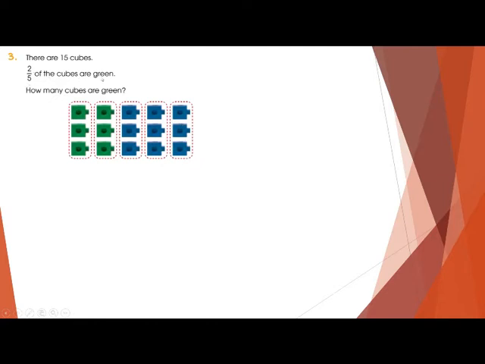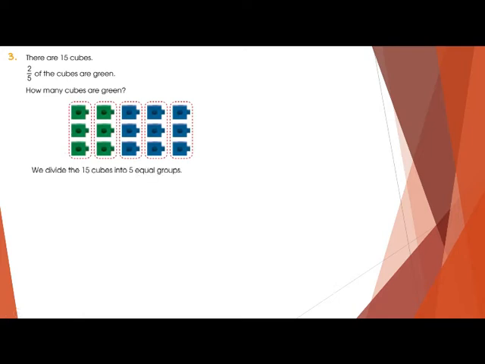2/5 of the cubes are green. 2/5: total they have 5 groups. That's why they are saying that there are 5 groups in which 2 are green. So how many cubes are green? You have to identify the total number of green cubes. So how can you find it?